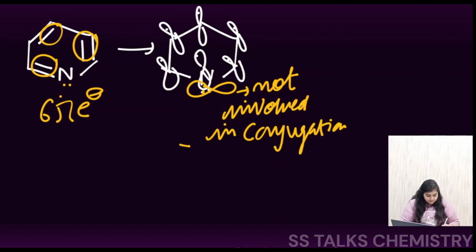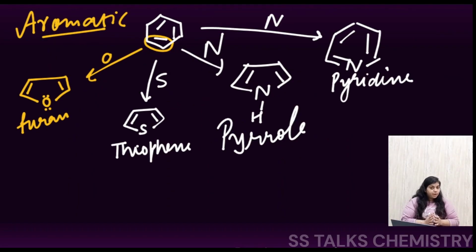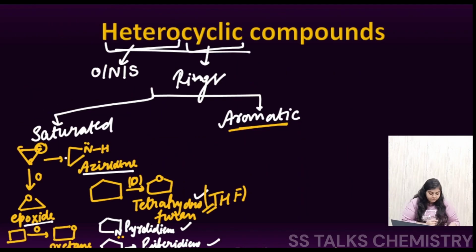Now, we can say that all these heterocyclic compounds are aromatic systems. Okay, so we will be seeing these saturated hydrocarbons and the aromatic heterocyclic compounds one by one.